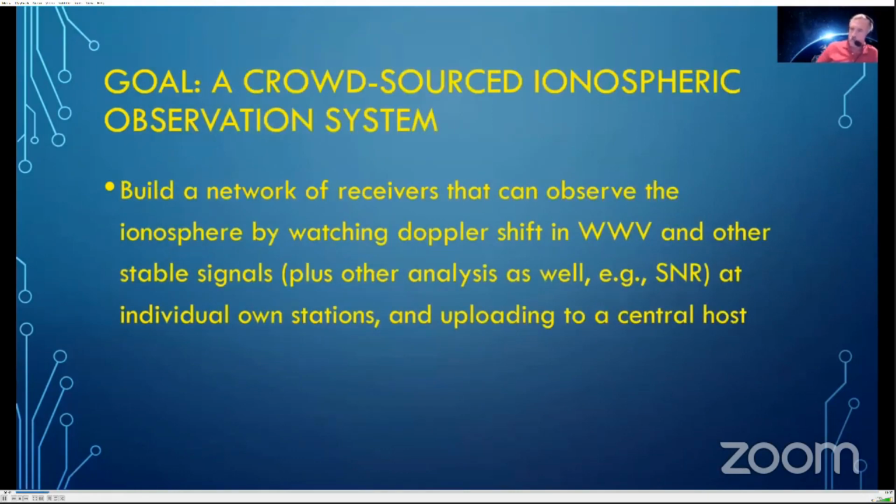The goal of the project is to create a crowdsourced ionospheric observation system. We want to build a network of receivers that can observe the ionosphere by watching Doppler shift in WWV and other stable signals, plus other analysis as well, such as signal-to-noise ratio. This will be done at individual stations and then uploaded to a central host.